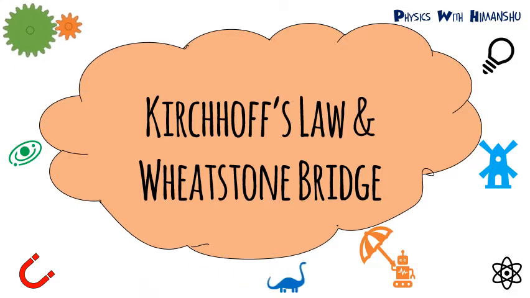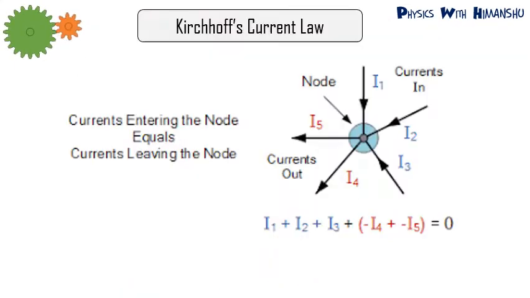Okay, so first we'll revise Kirchhoff's law. Kirchhoff's first law is Kirchhoff's current law, which says that current entering a node equals current leaving the node. It means at any point in a circuit, the total current entering the point will be equal to the total current leaving the point. Suppose at this point, I1, I2 and I3 are entering and I4 and I5 are leaving. So basically I1 plus I2 plus I3 will be equal to I4 plus I5. So this is Kirchhoff's current law.